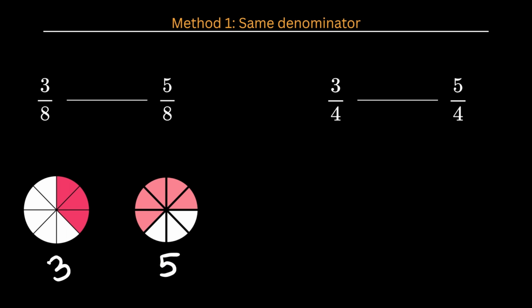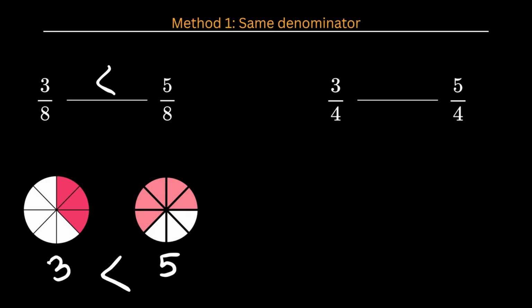So basically, you ate more on 5 over 8. 3 is less than 5. So that means that 3 over 8 is less than 5 over 8. Let's look at our next example. We have 3 over 4 and 5 over 4. We have the same denominator.